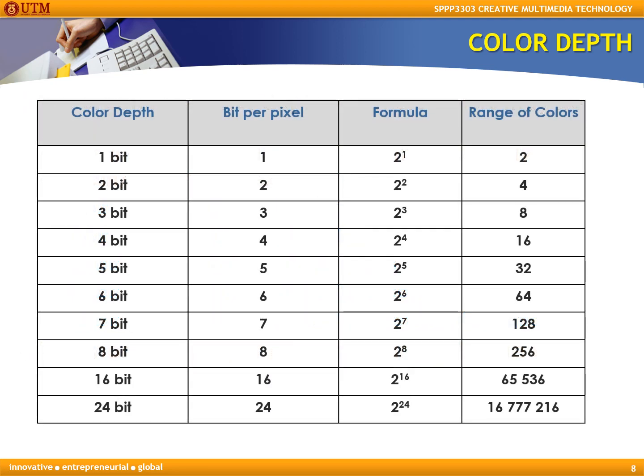This table explains the color depth in each image. For example, if we have a color depth of 1 bit only, the bits per pixel will be 1, so the range of colors is only 2 colors. On the other hand, 24 bits has 24 bits per 1 pixel, and the range of colors is going to be above a million. So the image is going to be very high in quality and very high in size as well.